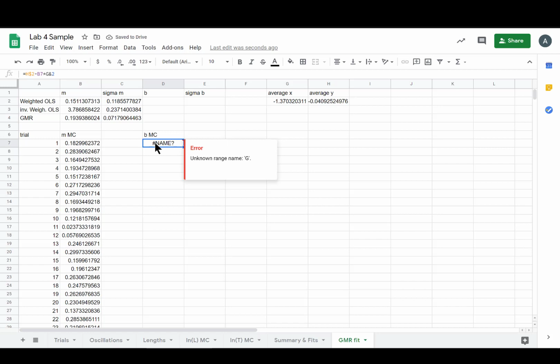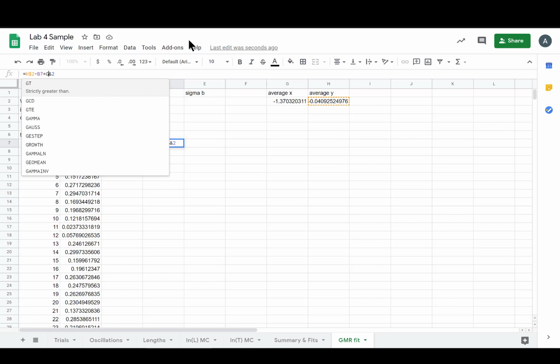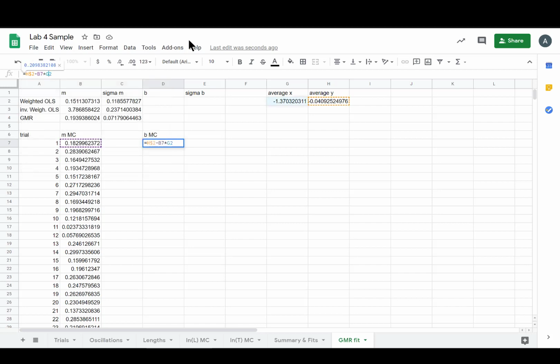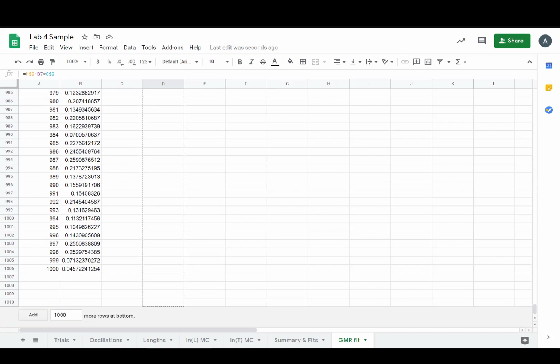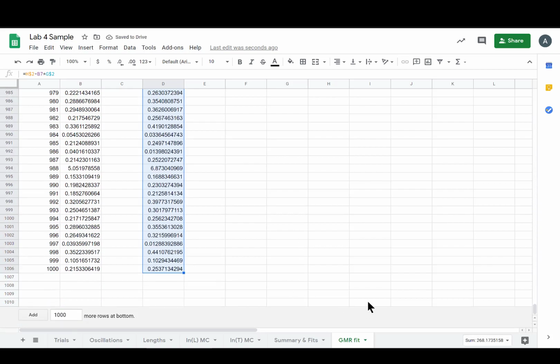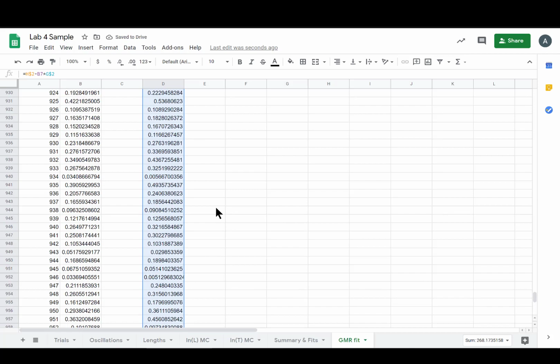Oops. Why are you mad? I put an ampersand by accident. It's got to be a dollar sign. All right. Now I can pull this all the way down to 1,000, awesome. And it looks like we're not getting any errors, which is good.